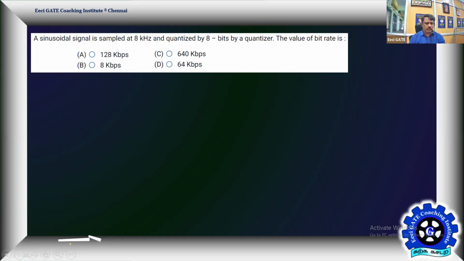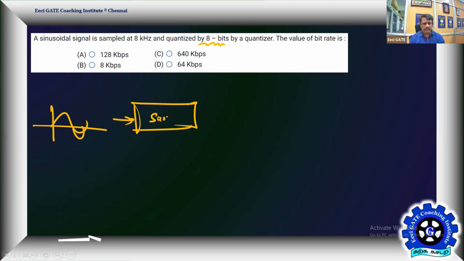What is given? A sinusoidal signal is sampled at 8 kilohertz and quantized using an 8-bit quantizer. What is the value of the bit rate? So we have a sinusoidal signal, and this signal is getting sampled by the sampler, which is nothing but a simple switch, that's all.